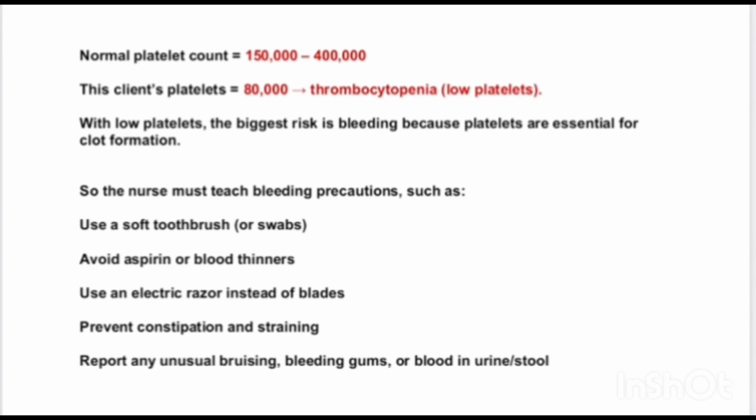So the nurse should teach the client and family regarding bleeding precautions. For example, use a soft toothbrush, avoid aspirin or blood thinners, use an electric razor instead of blades, prevent constipation and straining, and report any unusual bruising, bleeding gums, or blood in urine or stool. That means any activity that causes bleeding should be prevented. This is the utmost care for a thrombocytopenia patient.